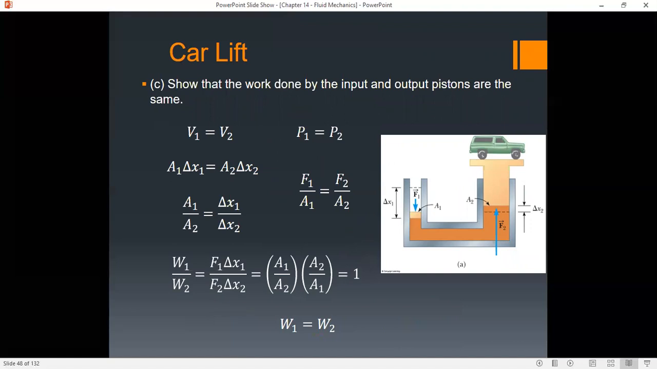Show that the work done by the input and output are the same. That's just showing that, again, you've got to move this cylinder further to move the same amount or volume of fluid to get the car to move that much.